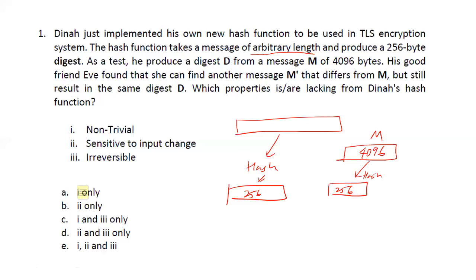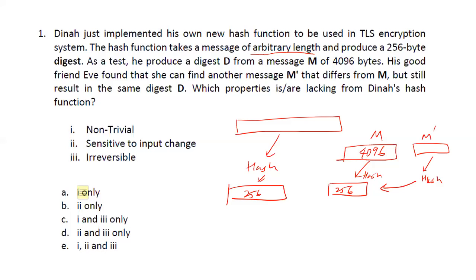Okay, and his friend Eve said that she was able to find another message M prime, where you did the hash function and it produced the same digest. That means it produced the same 256 byte hash with a different message. So that is the information that we have. Now, what properties are lacking from this current hash function that has been developed?